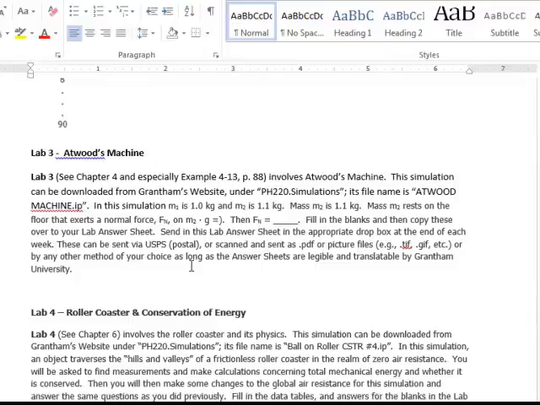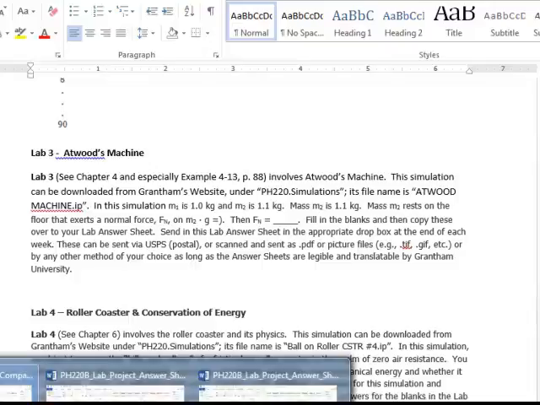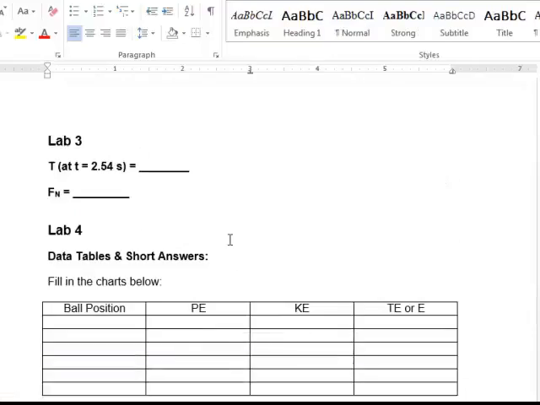Again, refer to example 4-13 on page 88. So then you want to fill in the blank and then copy these into the lab answer sheet and then send them in accordingly. So this week I'm also going to look at what the lab answer sheet looks like, and notice it has the tension at a specific time and the normal force.